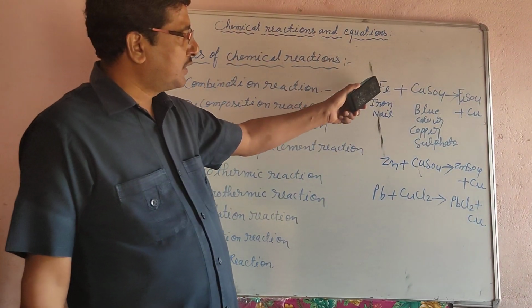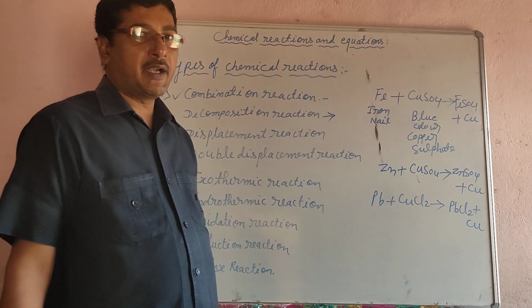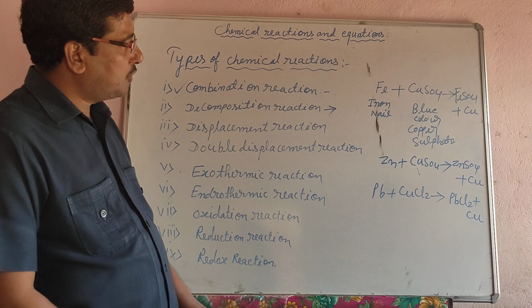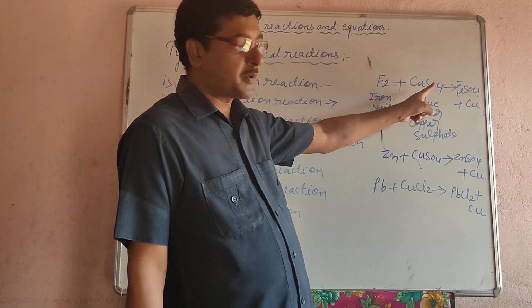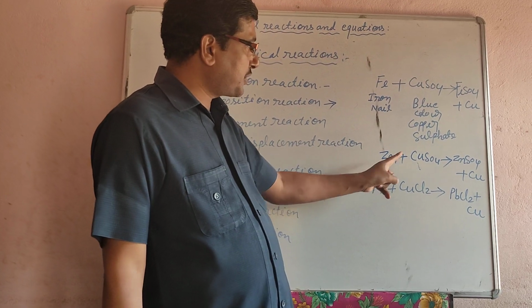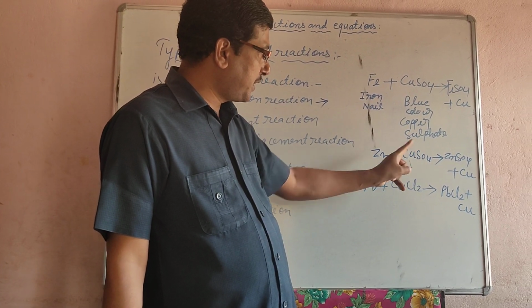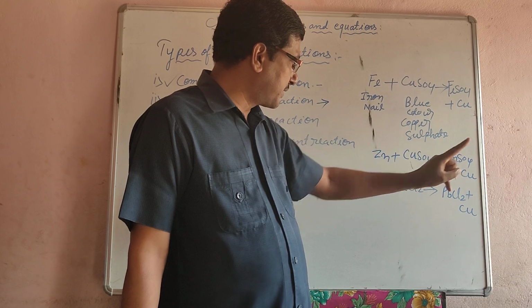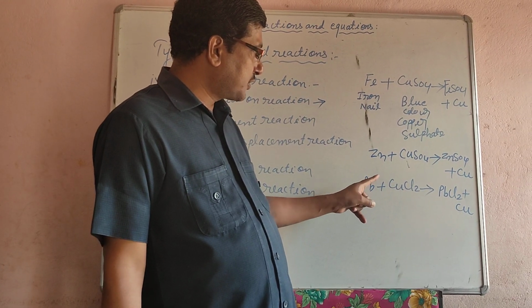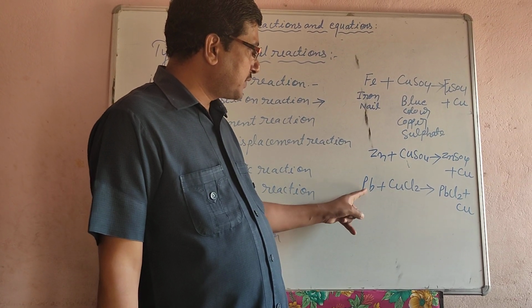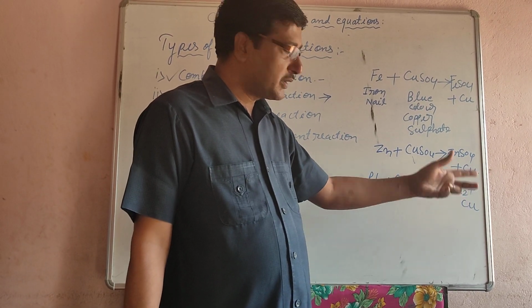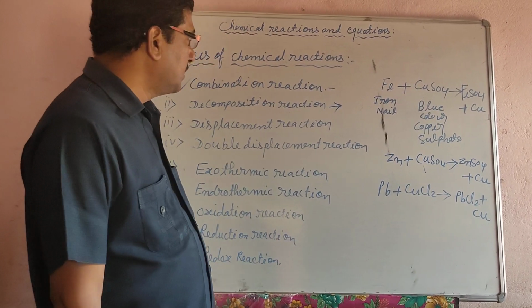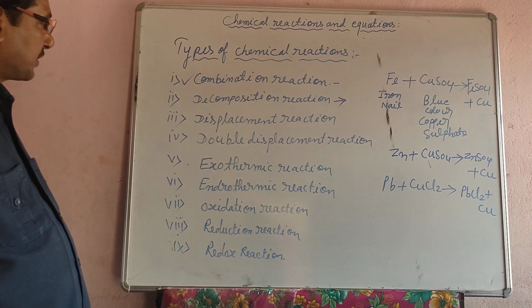In all these cases, the more reactive element is displacing the less reactive element from its compound. Here iron is displacing the copper from copper sulfate. Here zinc is displacing the copper from the copper sulfate and forming the compound zinc sulfate. Similarly, here also lead is more reactive than copper, so lead is displacing the copper from the copper chloride and forming lead chloride. And this is all about the displacement reaction.